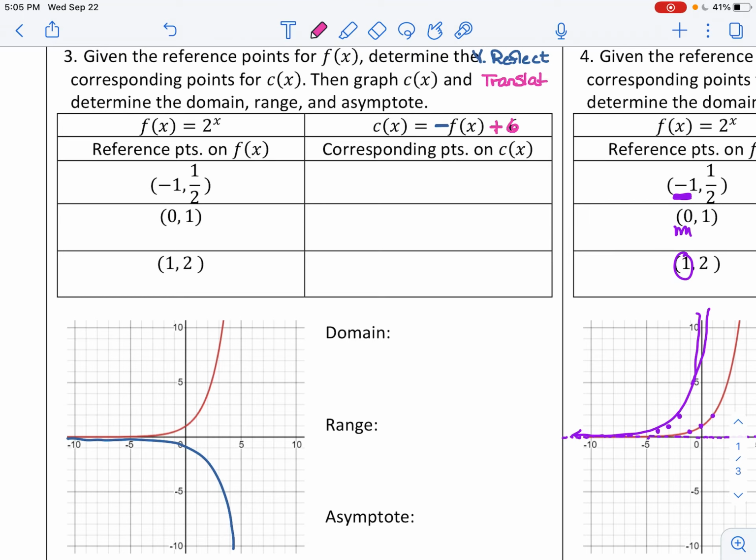So we are going to be moving up, down, left, or right, but because I didn't do it to the x, we are going to be doing it to a y. This is a vertical translation. Specifically, we are going to be moving up 6.